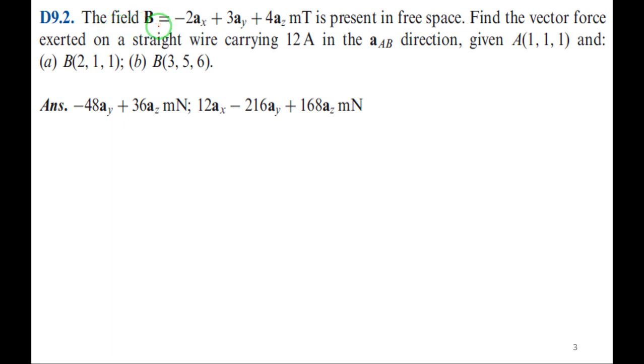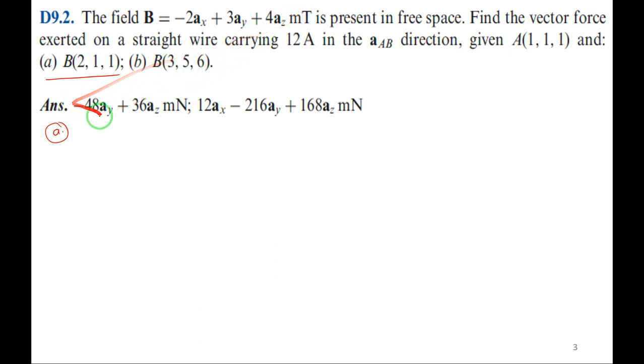The magnetic flux density B is given in millitesla and is present in free space. Find the vector force exerted on a straight wire carrying 12 amps in the AAB direction, the unit vector in the AAB direction. Point A is given, and there are two parts. Point B is 2,1,1 for part A, and 3,5,6 for part B. These are two different problems. Let me take up part A.